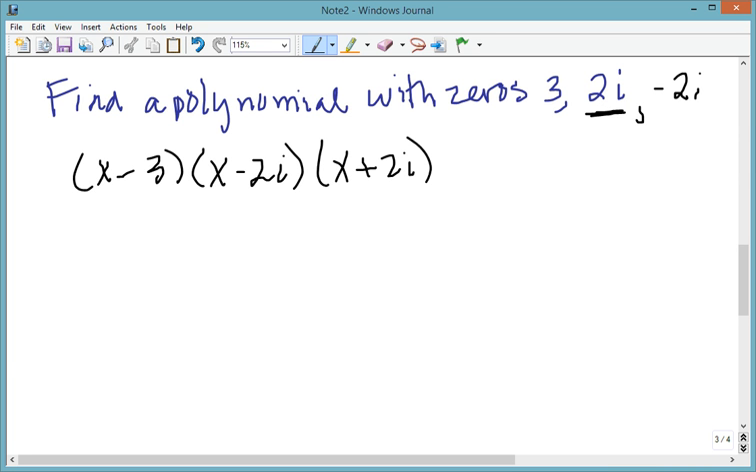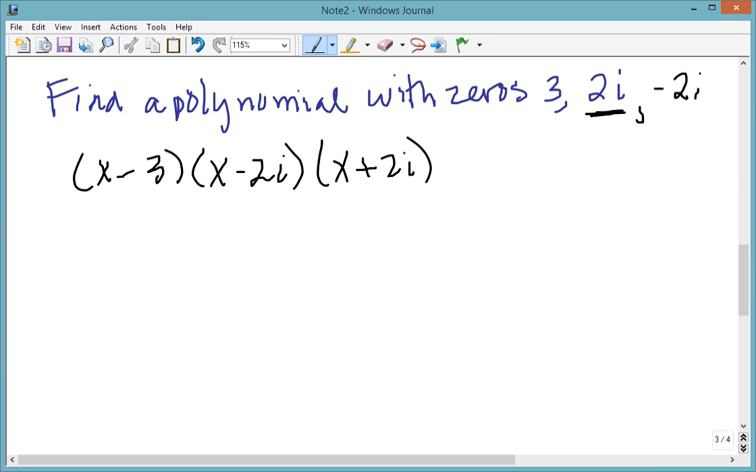Okay, so really that's my polynomial. It's in factored form, and usually what you're going to have to do is put it into general form, which would mean no factors, right? And also no imaginary parts.